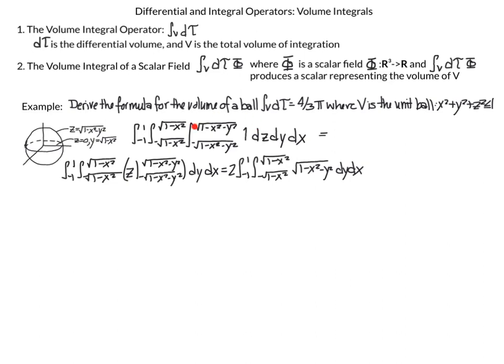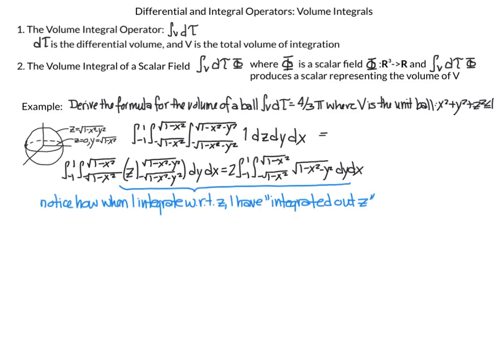When I do this inner integral dz, I'm going to have my limits of integration here, but integrating 1 with respect to z, I get z, and I plug in my limits of integration, so I'm going to get 2, because this is double this, and I went ahead and pulled it on the outside, times the integral of the square root of 1 minus x squared minus y squared dy dx.